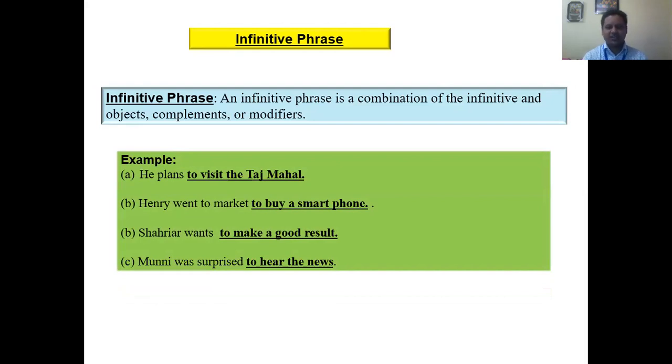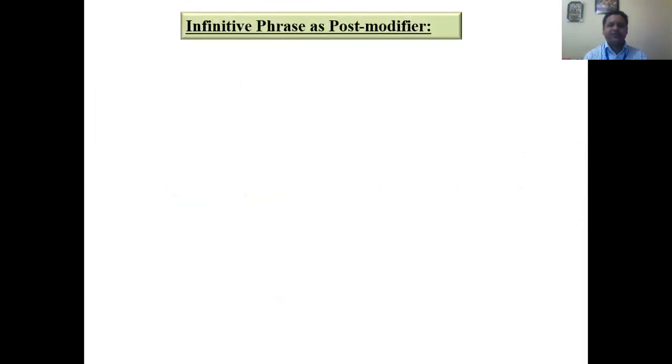Shahriar wants to make a good result. Shahriar wants to make, infinitive. To make a good result, infinitive phrase. Muni was surprised to hear the news. To hear the news, infinitive phrase. So infinitive phrase as post-modifier. We generally use an infinitive phrase as post-modifier.